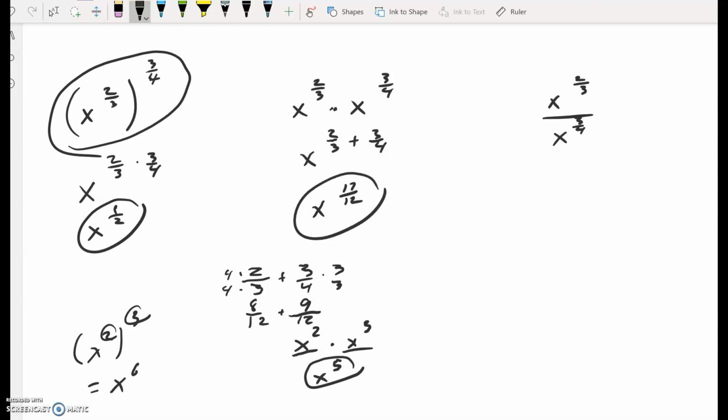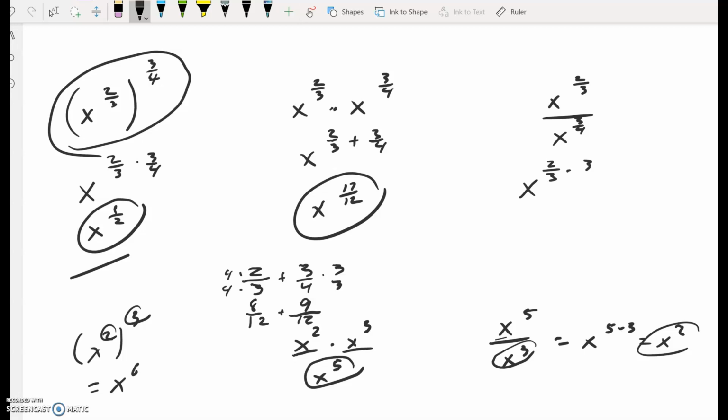And so this was harder than this last problem. This one was actually easier. And what do we do here? Well, we had the idea that x to the 5th over x to the 3rd was x to the 5 minus 3, or x squared. In other words, 3 of these 5 would cancel out these, and there'd be 2 left over on top. So that means that we have x to the 2/3 power minus 3/4 power.